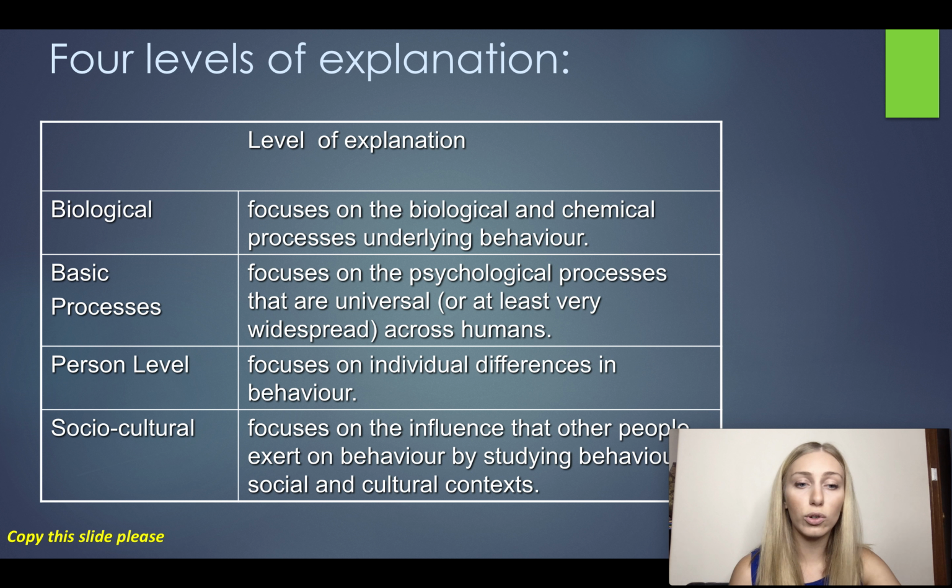The socio-cultural level looks at the influence of other people and how that influences our behaviour. So this can be the culture, our peer group, stereotypes, and even the setting that we are in at that time. So each of these levels of explanation impact our behaviour at that point in time. So let's look at an example of a behaviour that we can use each of these 4 levels of explanation to try and explain why this person may be behaving in this particular way.